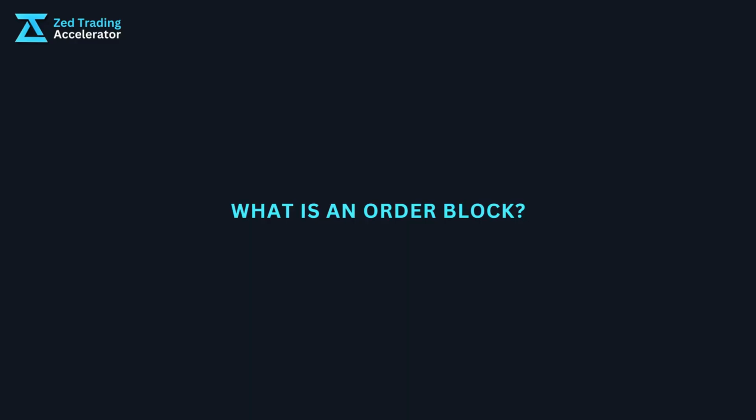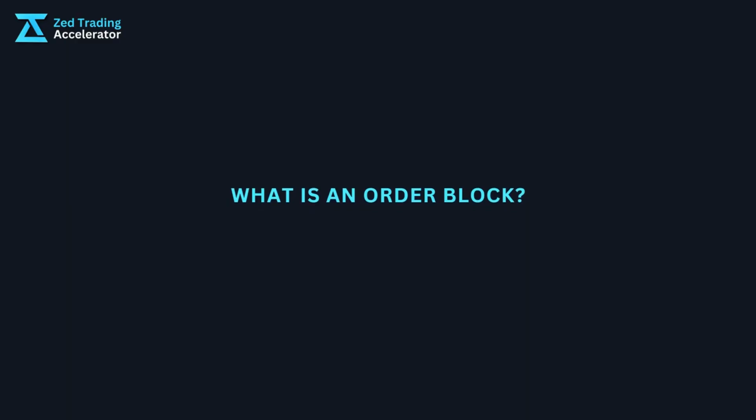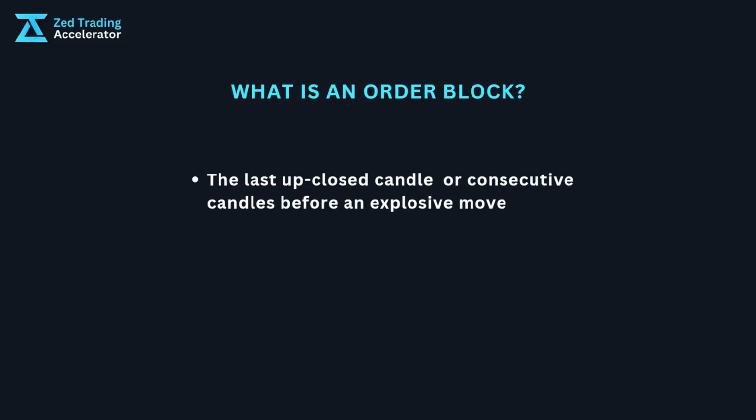Alright, so first, what is an order block? An order block is the last up-close candle or consecutive candles before an explosive move. For example, we are bearish, so we are forming down close candles. An order block, if we are bearish, is an up close candle. It can be a consecutive up close candle or a single up close candle.